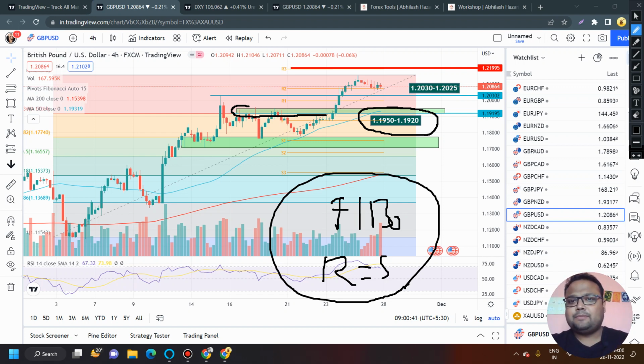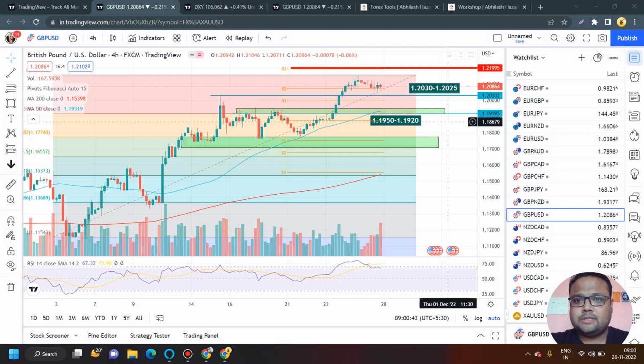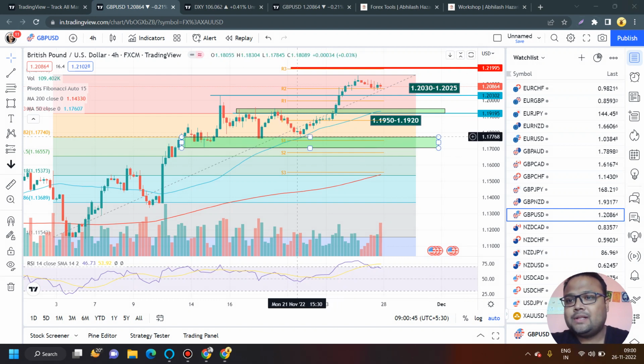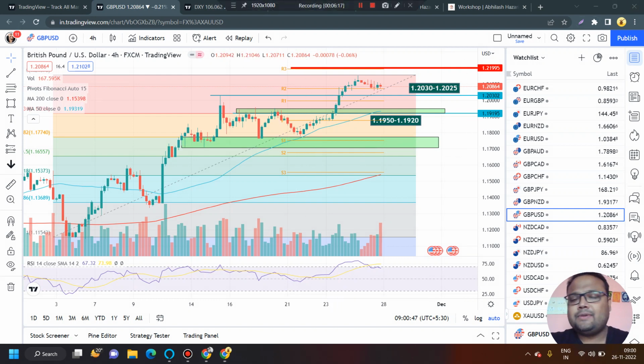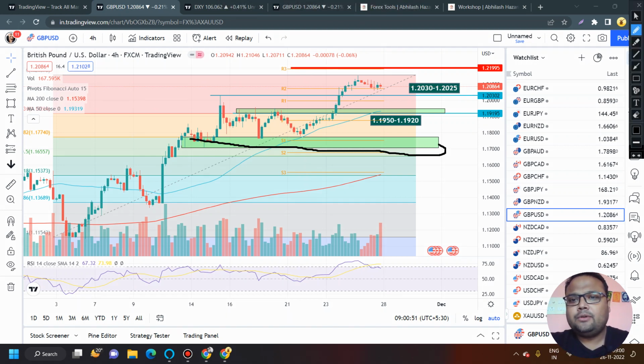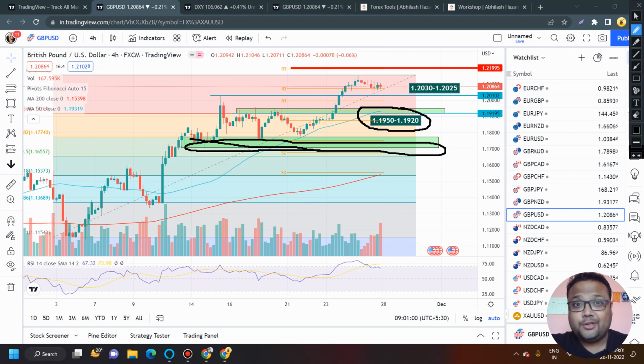And the ultimate support on the chart of GBPUSD is around 1.1700, 1.1720. This is the ultimate support for GBPUSD, but I don't think so market will be testing this level right after the market opening on Monday. So you need to keep your eyes on 1.1950, 1.1920. This is the important support for GBPUSD for Monday.